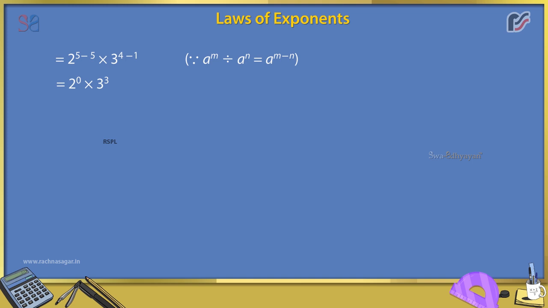Which is equal to 2 raised to the power 0 into 3 raised to the power 3, which is equal to 1 into 27, which is equal to 27, which is equal to 3 raised to the power 3.